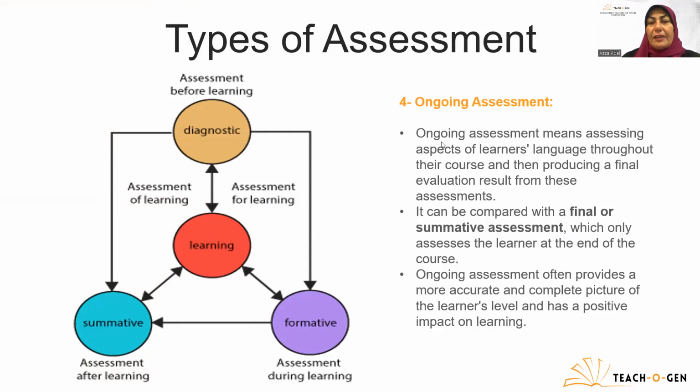If we compare the ongoing or formative assessment with the final or summative assessment, we can find that the summative assessment only assesses the learner at the end of the course. The ongoing assessment often provides a more accurate and complete picture of the learner's level and has a positive impact on learning.